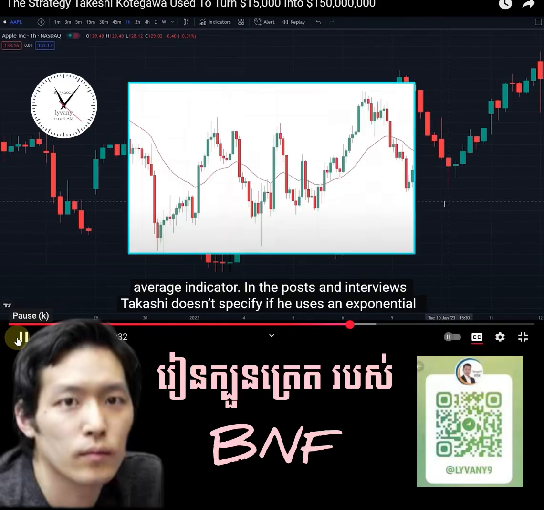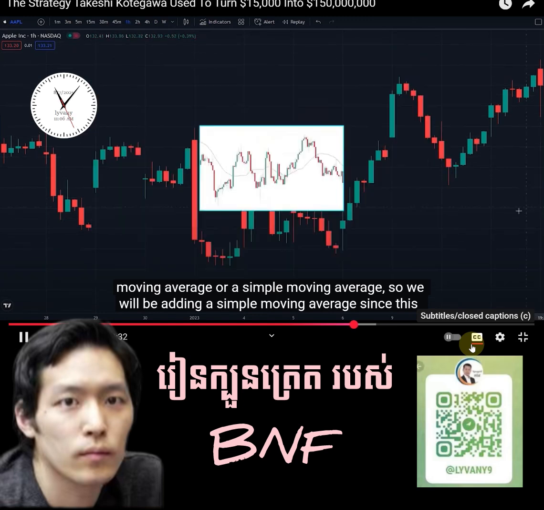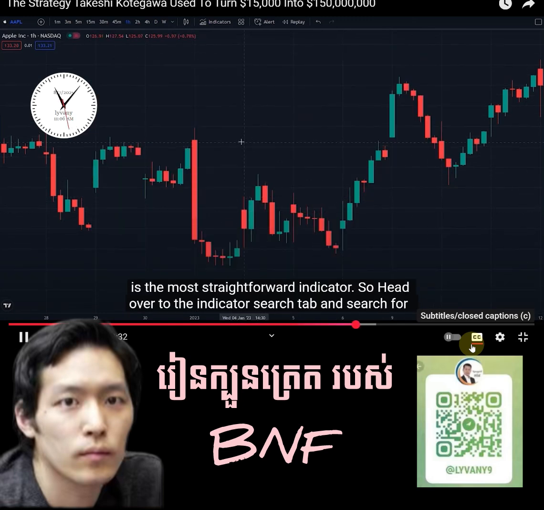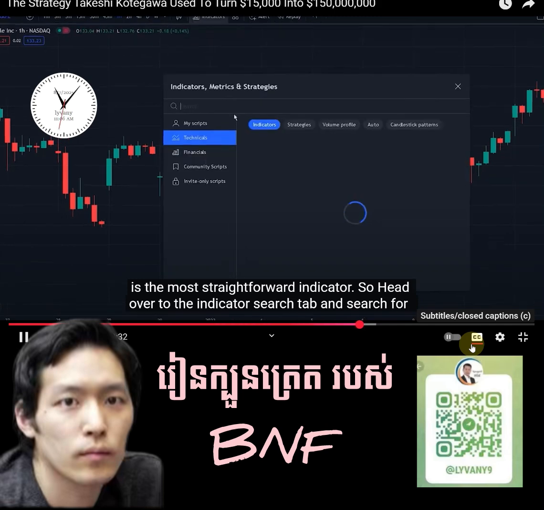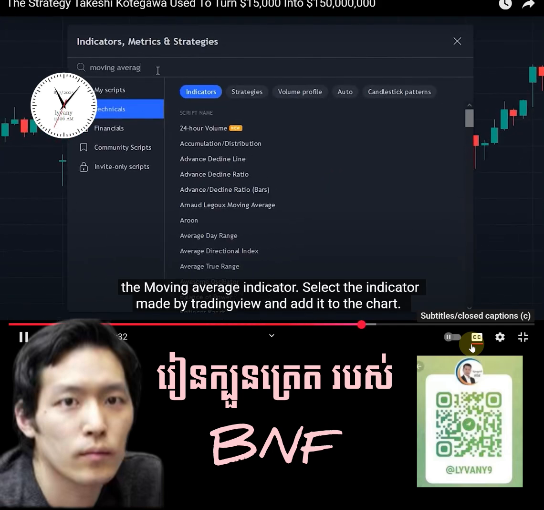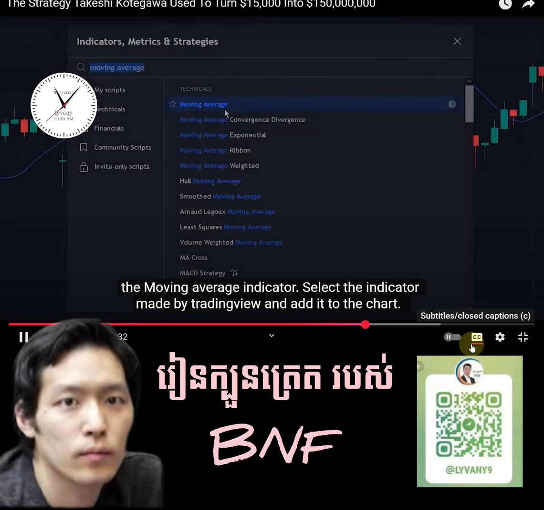specify if he uses an exponential moving average or a simple moving average, so we will be adding a simple moving average since this is the most straightforward indicator. So head over to the Indicator Search tab and search for the moving average indicator. Select the indicator made by TradingView and add it to the chart.